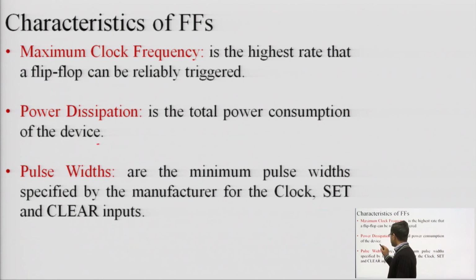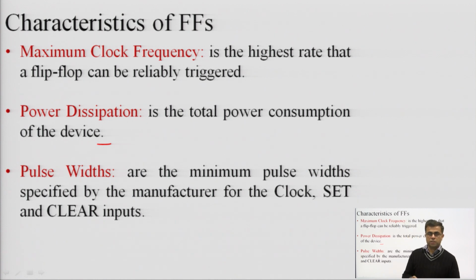Then the power dissipation. This is the total power consumption of the device. Whenever input is applied, the gates are there. In the fourth unit we will see that these gates are not just symbols. The inside structure of these gates is composed of resistors, transistors, diodes, etc. These are all active or passive components, and they will definitely consume some power. So, all the power consumed by the internal circuitry of the gates and the combination of these gates is termed the power dissipation of the device.